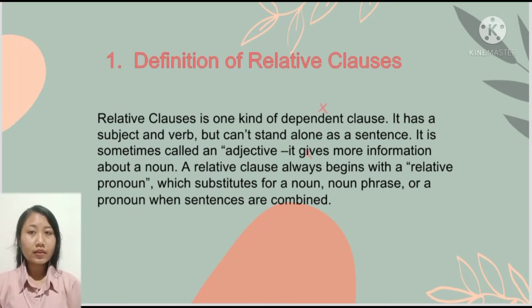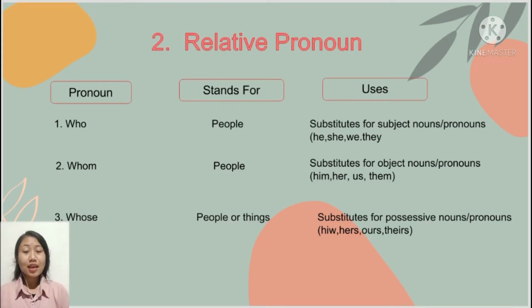Definition of relative clauses. A relative clause is one kind of dependent clause. It has a subject and verb, but it cannot stand alone as a sentence. It is sometimes called an adjective clause. It gives more information about a noun. A relative clause always begins with a relative pronoun, which substitutes for a noun phrase or a pronoun when sentences are combined.